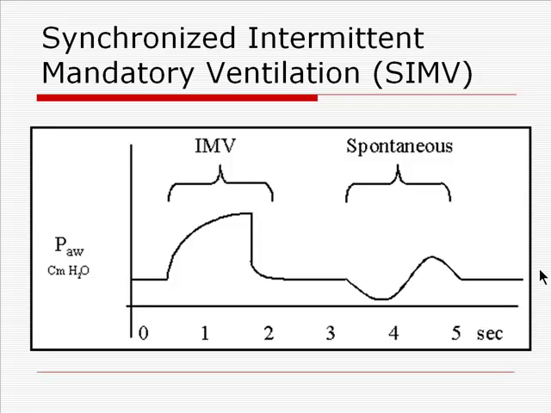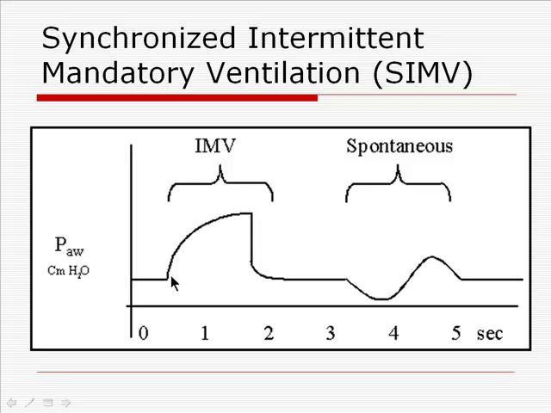In SIMV, there is a backup rate such that every so often, based upon the rate the physician dials in on the machine, the machine will deliver a tidal volume set by the physician. So intermittently, the patient will mandatorily receive a volume of ventilation. When the machine pushes that breath in, the airway pressure will increase. Once the tidal volume has been delivered, the valves open and the patient is allowed to exhale and pressure will return to baseline. And this will happen as frequently as the physician has set the backup rate.